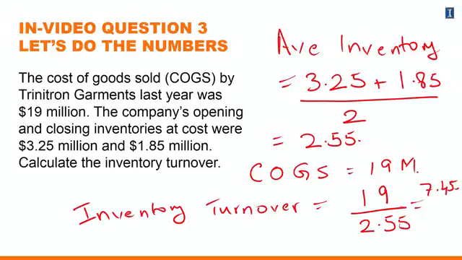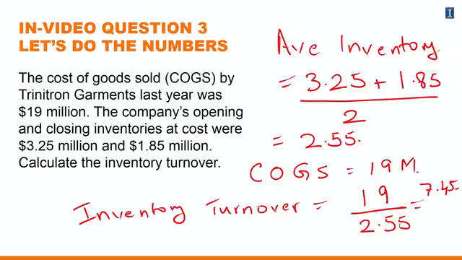Now, what does this mean? It means that they're turning over their inventory 7.45 times. Whether it's a good number or a bad number would depend on you comparing the inventory turnover ratio of this year versus last year, or you could compare it with competitors, other people in the same industry, and their inventory turnover ratio. Without having that kind of a comparison, you really can't say whether it's a good or a bad inventory turnover ratio because it will differ considerably from industry to industry.